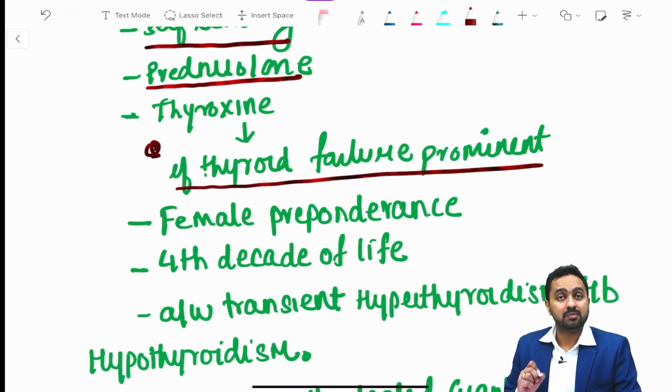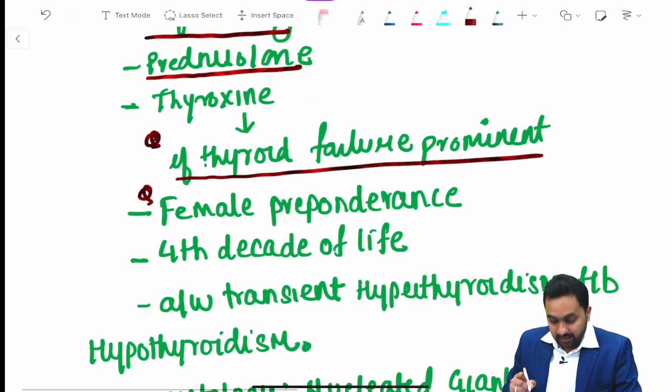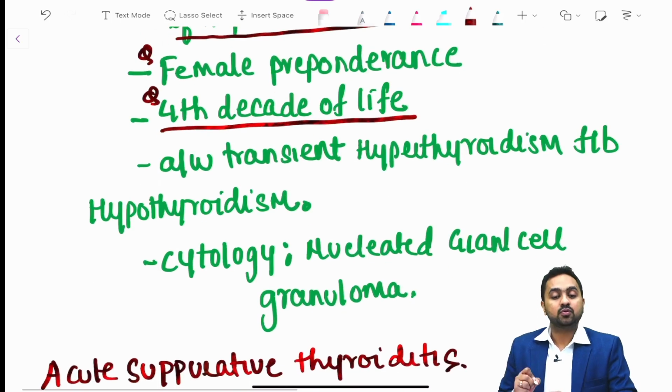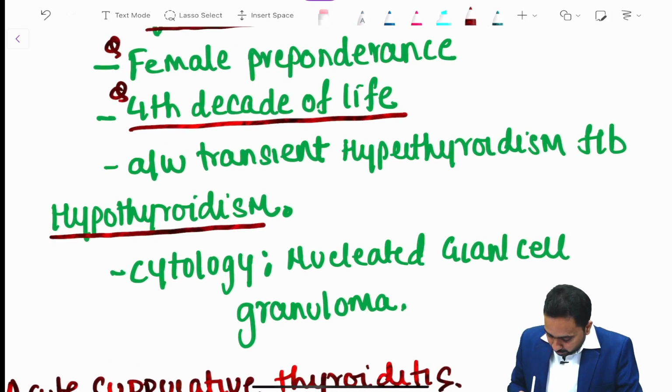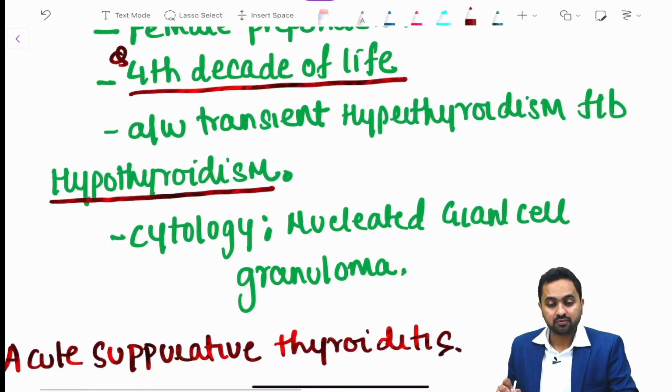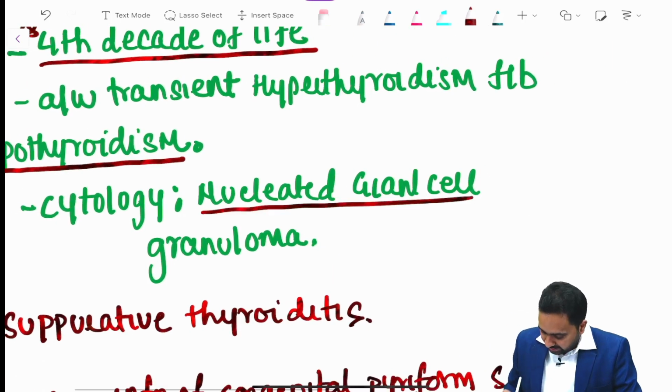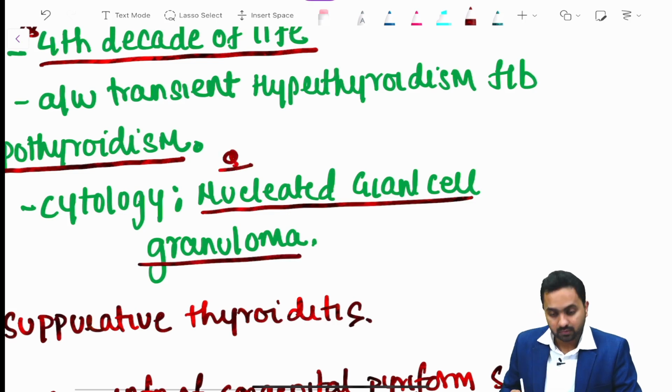It has a female preponderance, most commonly occurring in the 4th decade of life, and it is associated with transient hyperthyroidism followed by hypothyroidism. And in cytology we find multinucleated giant cell granulomas, right.